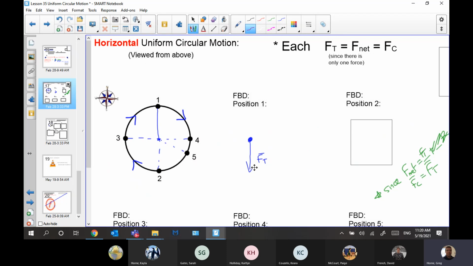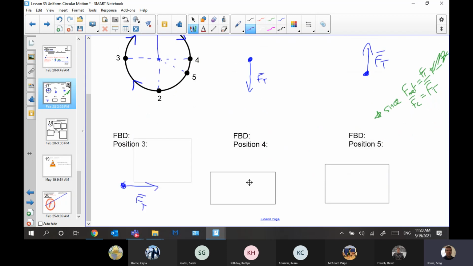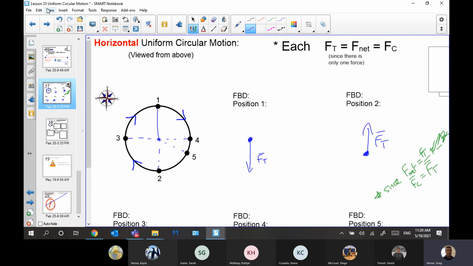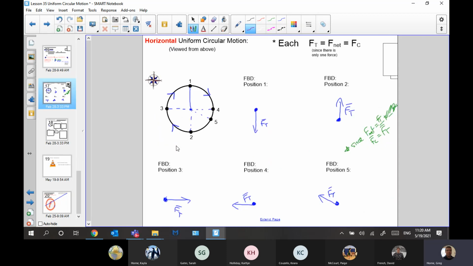And so we know there's a tension force towards the center, down from this point of view. In position 2, of course, you'd have a tension force up from this point of view. Position 3, the force towards the center, so that'd be to the right. 4 towards the left, of course, and then on a diagonal at position 5. So this shouldn't be a hard page at all. You zoom in on the entire page, get the ideas of that.